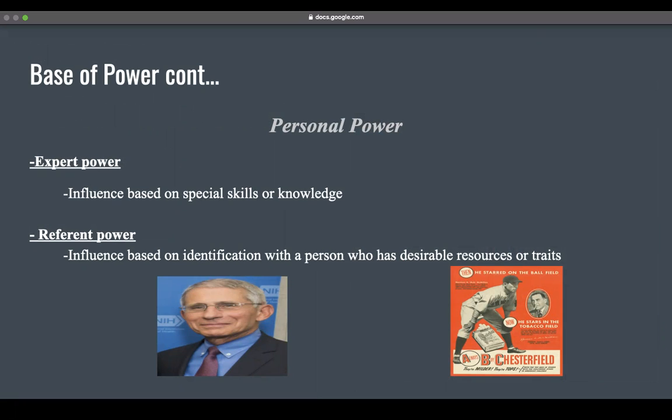Another example is referent power. This is influence based on identification with a person who has desirable resources or traits. This is an ad down here, and the example is a celebrity baseball player advertising cigarettes.